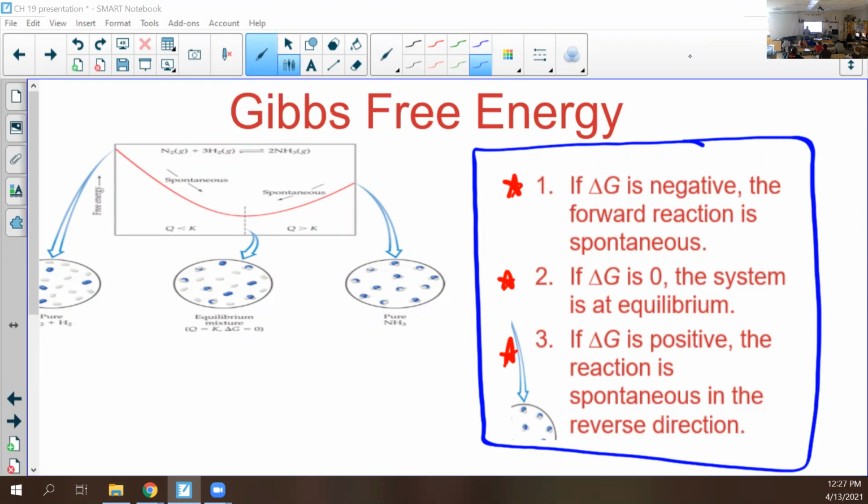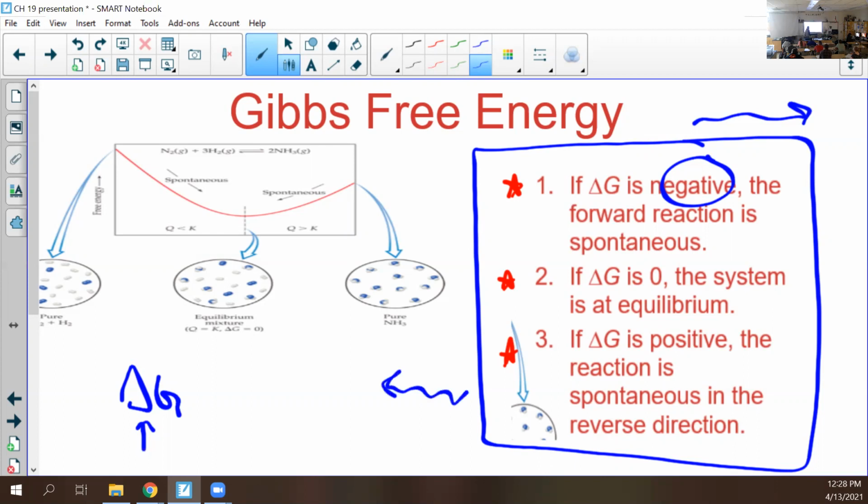So delta G is measuring the change in free energy. If it's negative, it means it gives it off. And a process that gives off free energy is one that will just naturally happen, like iron rusting. If it's positive, it means we put energy in, which means by definition it will not be a spontaneous process.